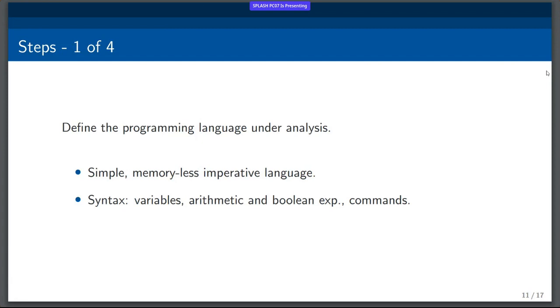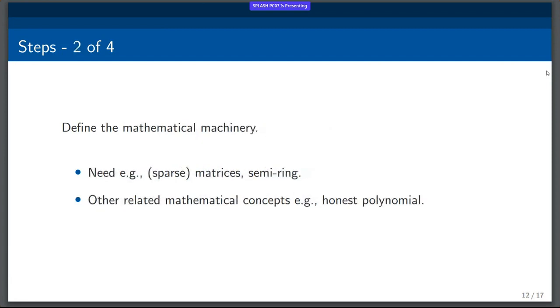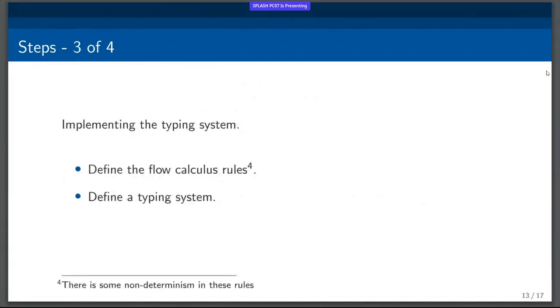Once I've done that, I need to look at the mathematics of it. So I need to define my matrices. There's a semi-ring, and then the analysis introduces certain mathematical things that are unique to it. There's a thing called a honest polynomial, which is used to represent the bounds. So I need to figure out how to represent all of these in Coq so I can make progress in my proof. Then I need to define my inference rules and the actual analysis. This is going to put together the language and the mathematics, and then everything's going to come together very nicely.